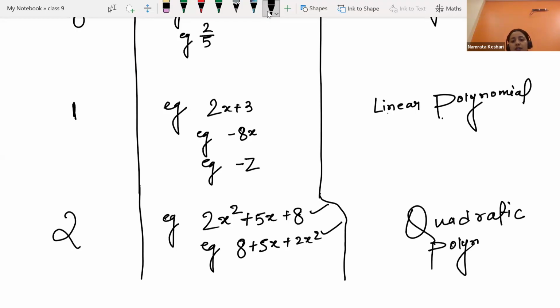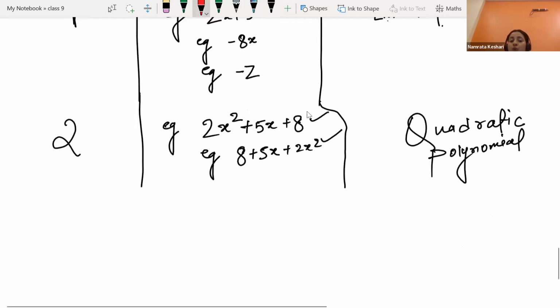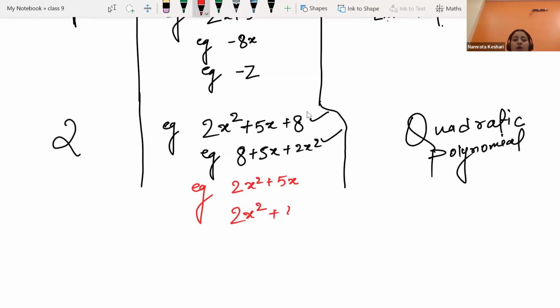In quadratic polynomials, let me give you more examples. Your quadratic polynomial may look like 2x square plus 5x, or maybe 2x square plus 8, or maybe just 2x square. So please observe these examples carefully and understand that it's fine if other terms are there or not there. But this x square term has to be there, because from there the degree came, and from there the name quadratic came. Getting it?